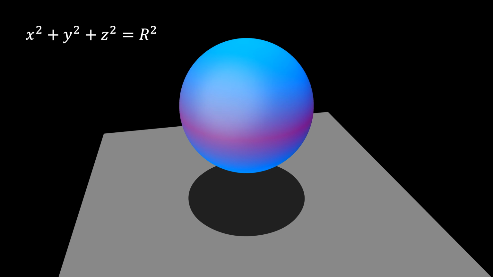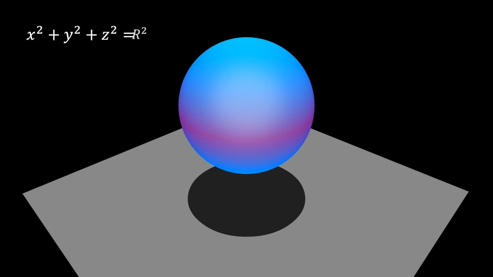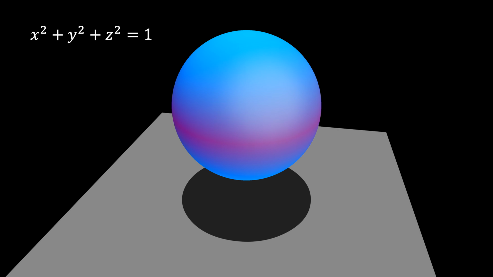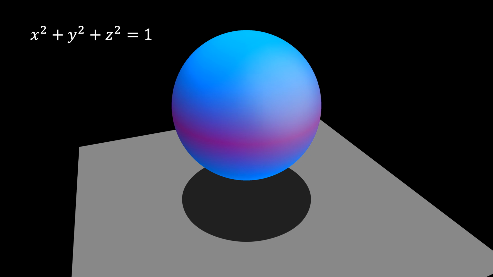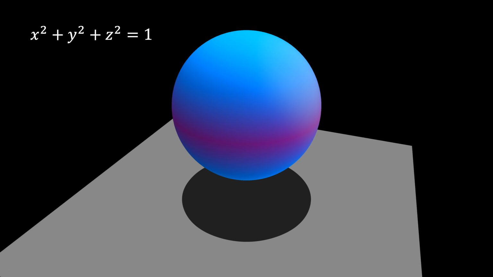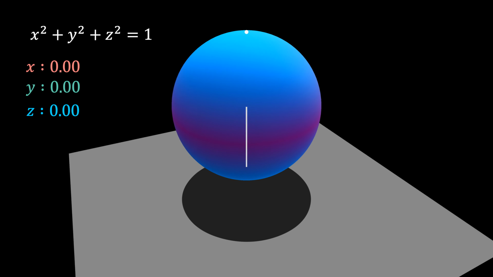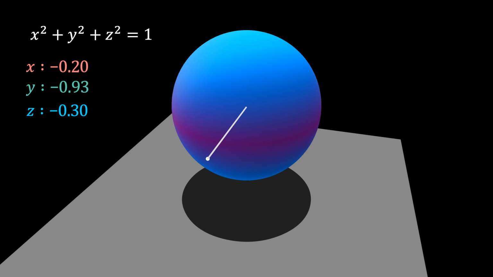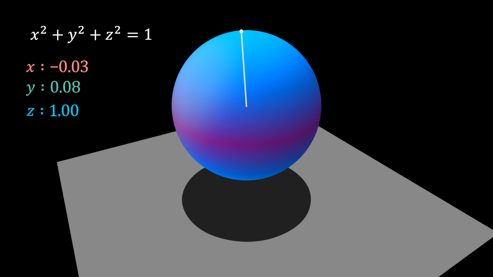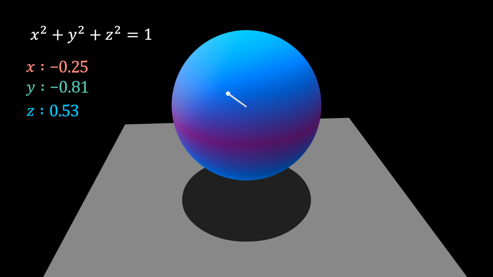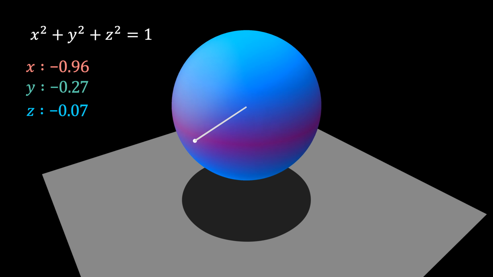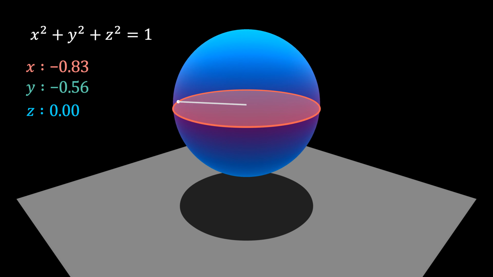Now, for simplicity, let's take the radius r equals 1. Any random point on the surface of the sphere will always satisfy this equation. No matter the specific values of the coordinates, the sum of their squares will always equal 1. Now, if I fix one of the values of the coordinates, say z equals 0, the sphere gets effectively sliced at the xy plane. And as you can observe, the equation becomes x squared plus y squared equals 1. And this equation describes a circle.